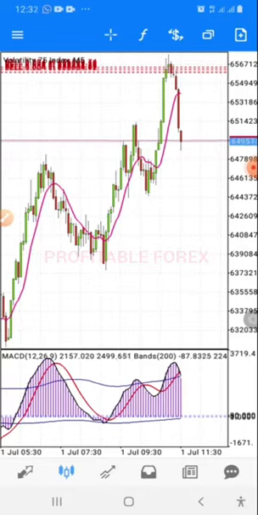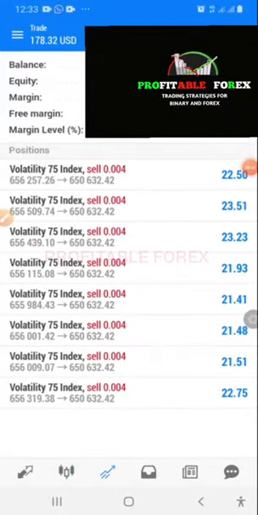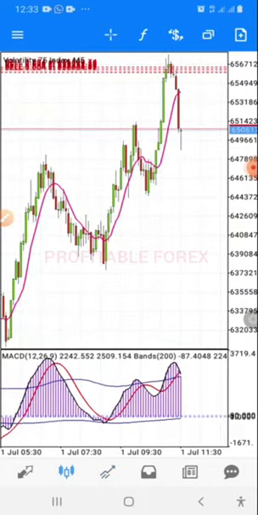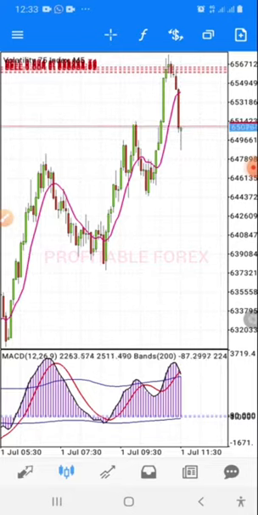Now look at this massive profit. You can see we are all on profit, $178. So how does the strategy work? Right now it's about to reverse a bit for a while before continuing in the same direction, but I'm not going to go off the trade.